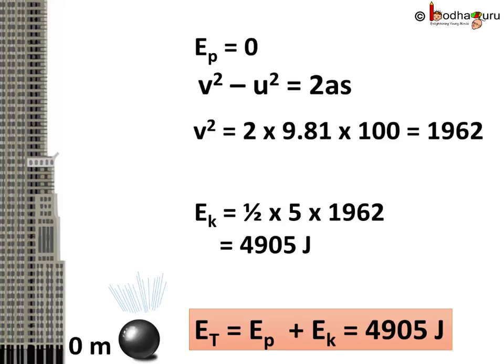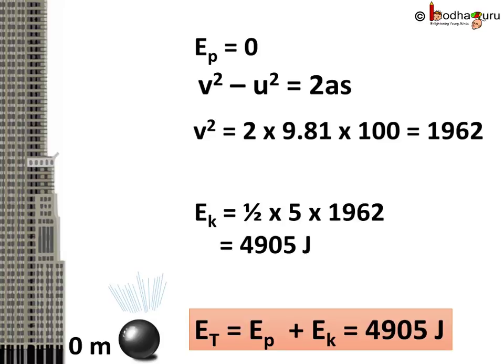Now, at the moment of touching ground, the potential energy is 0 as the height is 0, but the velocity is maximum. Again, we use the formula v square minus u square is equal to 2as to find the final velocity. Here, displacement s is equal to 100 meters as the body has fallen from 100 meters.